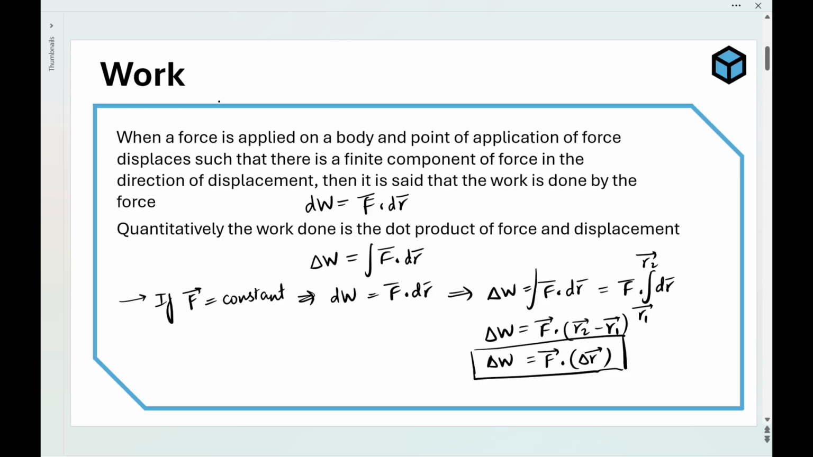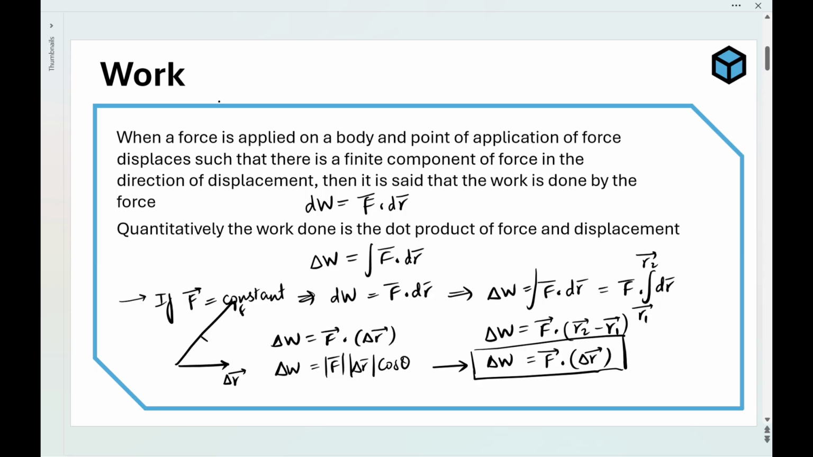And also we know that if we write something as a dot product, let's say in this example, delta W is equal to F bar dot delta R bar, we will write the magnitude of F bar, the magnitude of delta R, and cos theta, where theta is the angle between F bar and delta R bar. Delta R bar is nothing but displacement. Let us say delta R bar is something like this and F bar is like this.